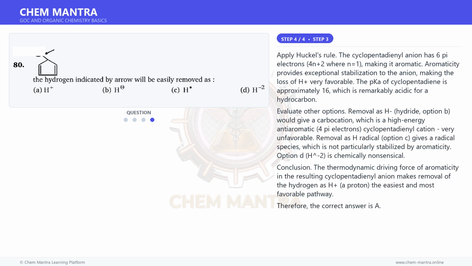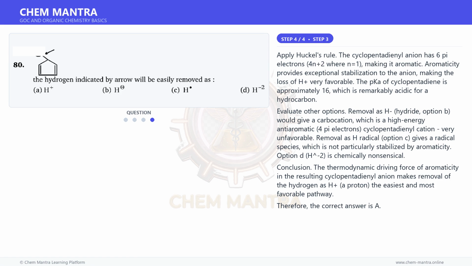And for the final step, apply Huckel's rule. The cyclopentadienyl anion has 6 pi electrons, 4n plus 2 where n is equal to 1, making it aromatic. Aromaticity provides exceptional stabilization to the anion, making the loss of H+ very favorable. The pKa of cyclopentadiene is approximately 16, which is remarkably acidic for a hydrocarbon.